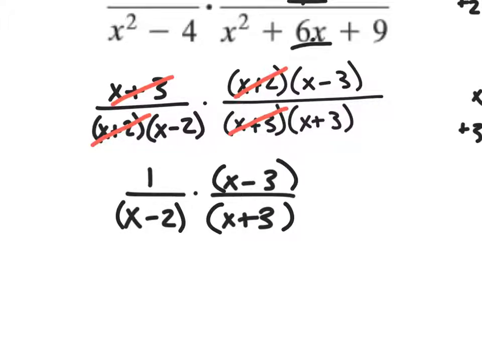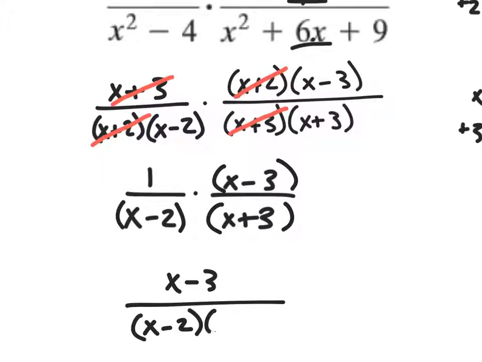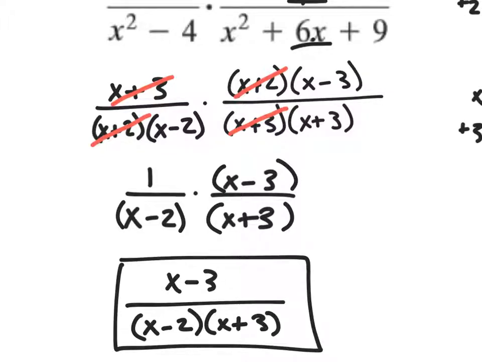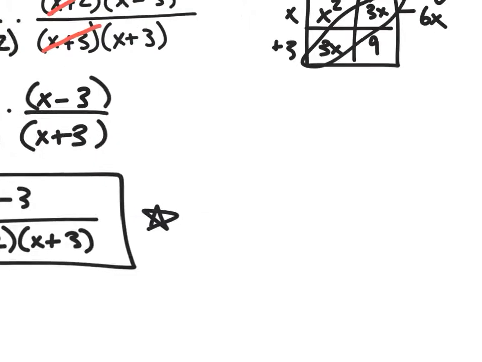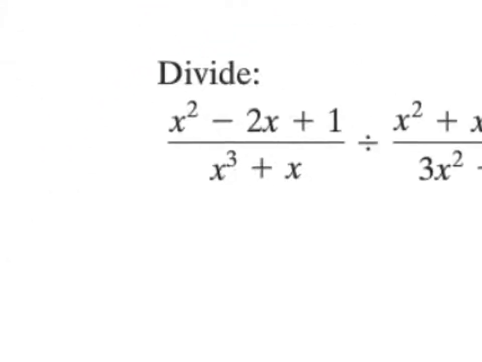I have 1 times x minus 3, which is just x minus 3, divided by x minus 2 times x plus 3. Essentially, we are done here. You can stop here. If you wanted to, you can multiply out your denominators, okay? But this is going to be just fine. So you can just stop there. All right, now let's take a look at the next one.